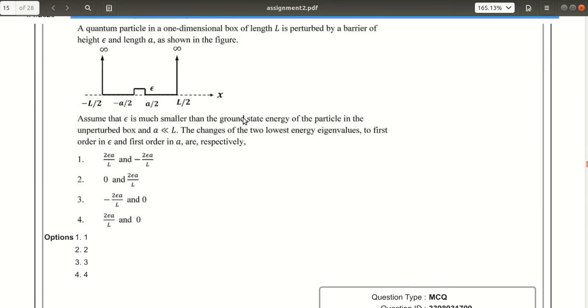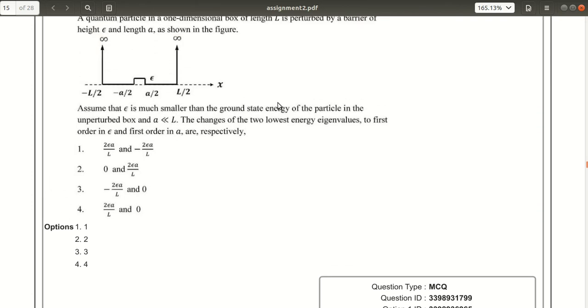We have a quantum particle in a one-dimensional box of length L perturbed by a barrier of height epsilon and length a, shown in the figure. So minus L by 2 to plus L by 2, minus a by 2 to plus a by 2, and this height is epsilon. Now assuming that epsilon is much smaller than the ground state energy of the particle in the unperturbed box, and a is less than L, the changes in the lowest energy eigenvalues to first order in epsilon and first order in a are respectively.